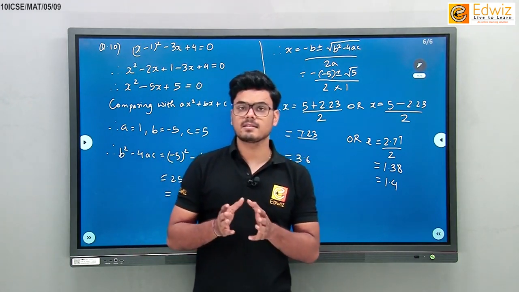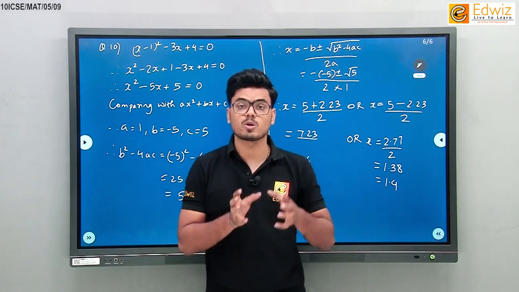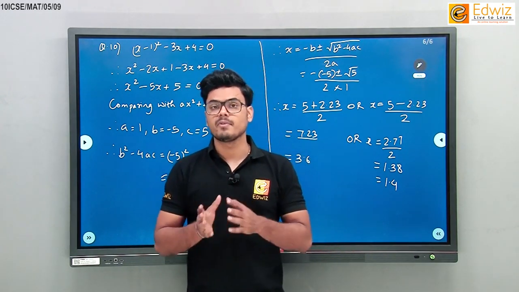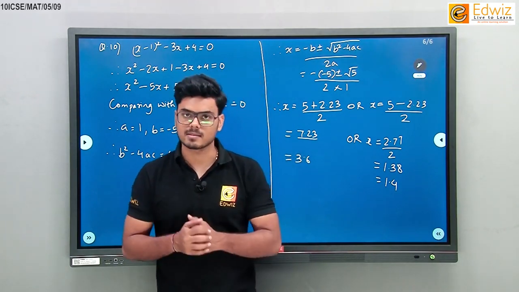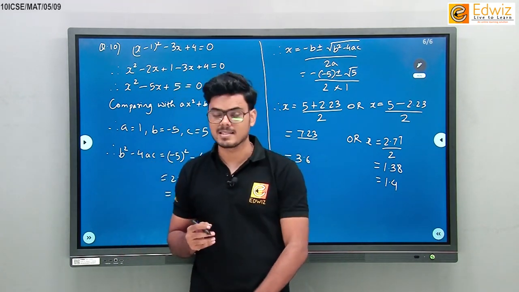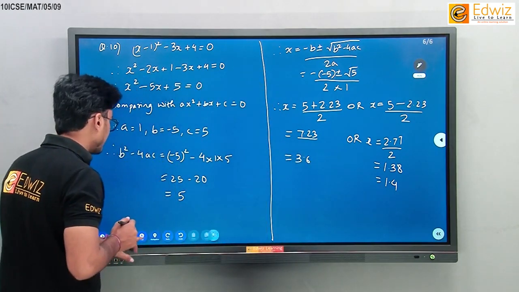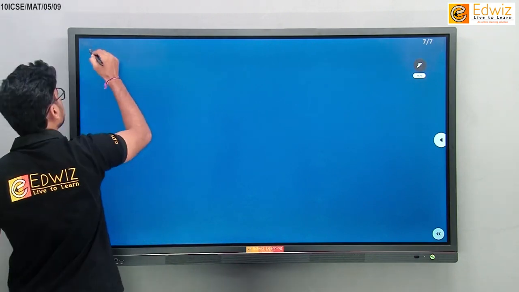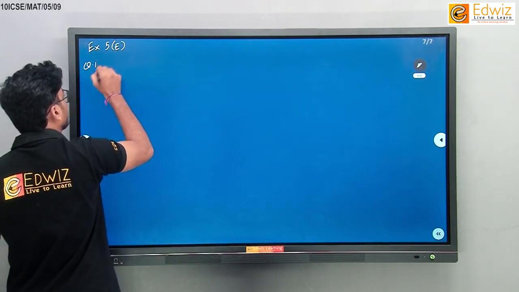In the next exercise, there are a few more miscellaneous questions, which we can solve based on quadratic equations. But we will be using the same concepts that we have used in the previous 4 exercises. So let us go to exercise 5E, question number 1.